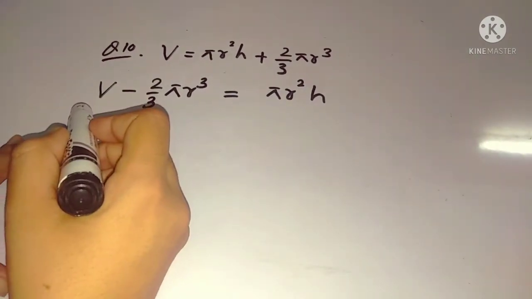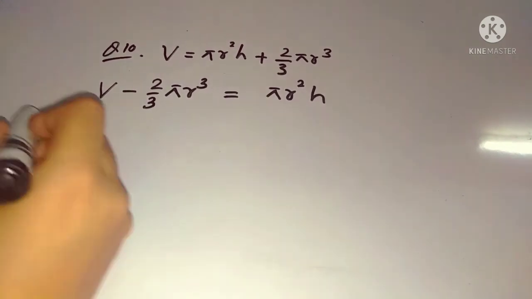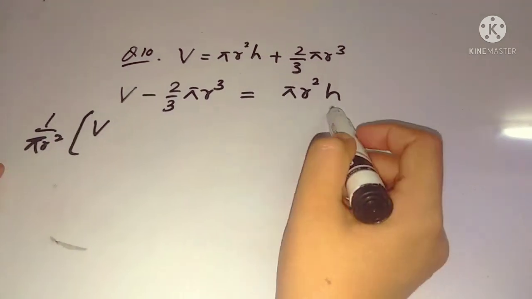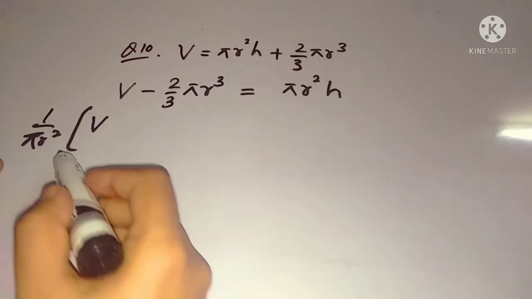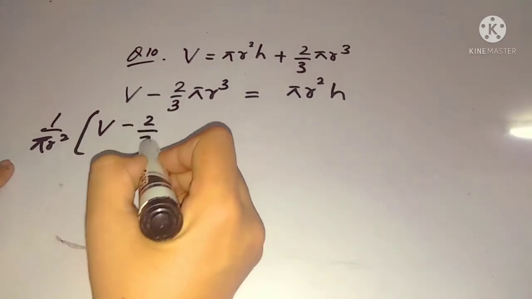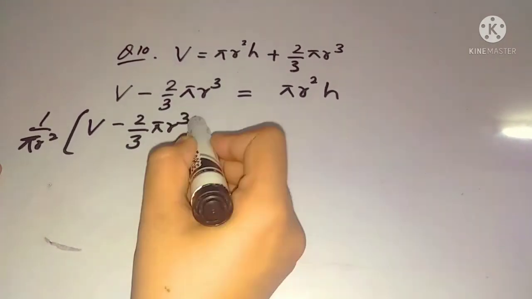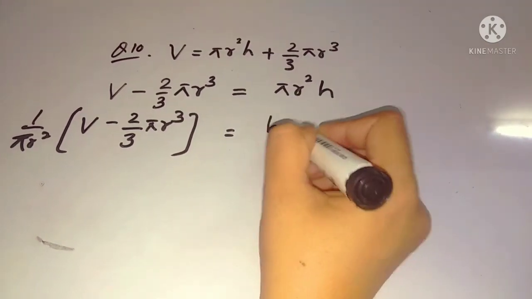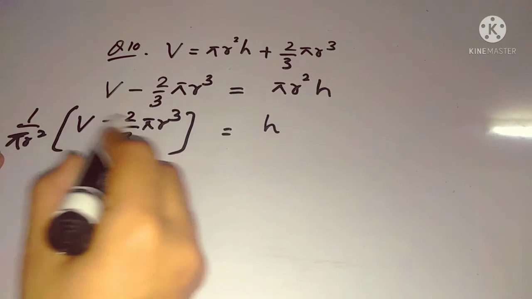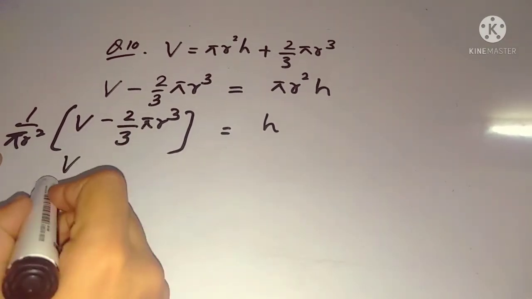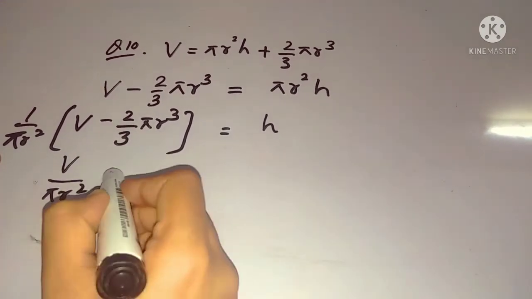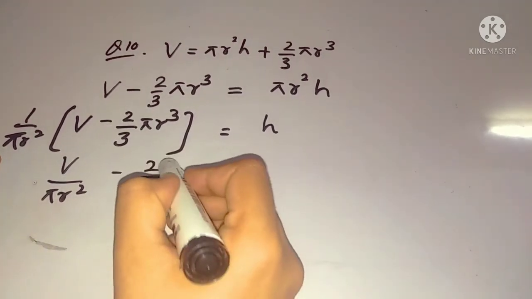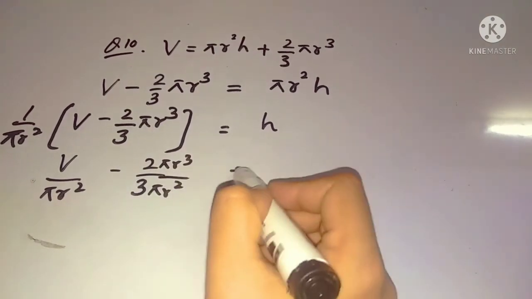So it will become 1 over pi r square. I'm dividing this, since it's multiplying with h over here, it will come to this side and be divided. So I'm dividing it over here. Equal to, what's left over here is just h. Now divide pi r square with both terms. So v over pi r square minus 2 over 3 pi r square, and in the numerator we have pi r cube, is equal to h.